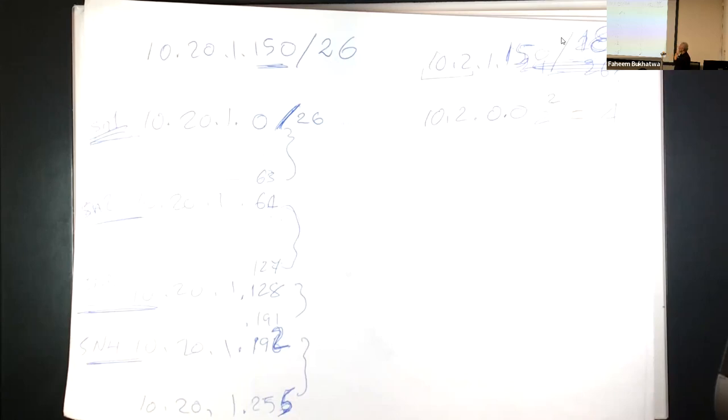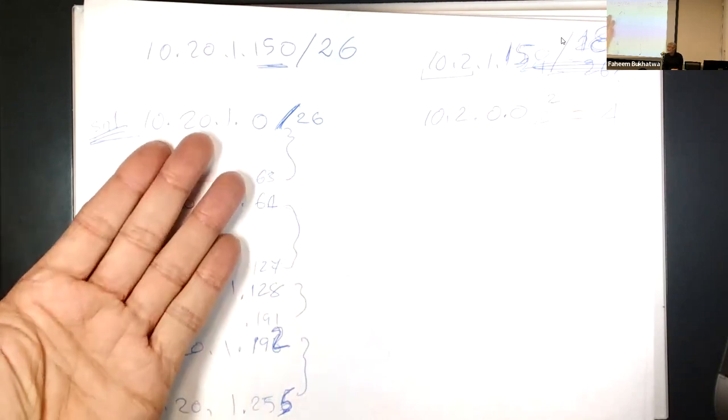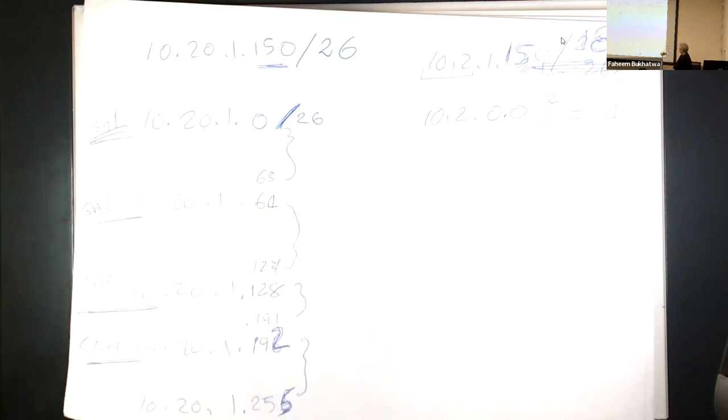But now, we're going to split this network into smaller networks. How big is each network? Can you check in your cheat sheet? How big is the /18? 64. How come it's 64 and the last one was also 64? What's the difference between them? Are they the same size?